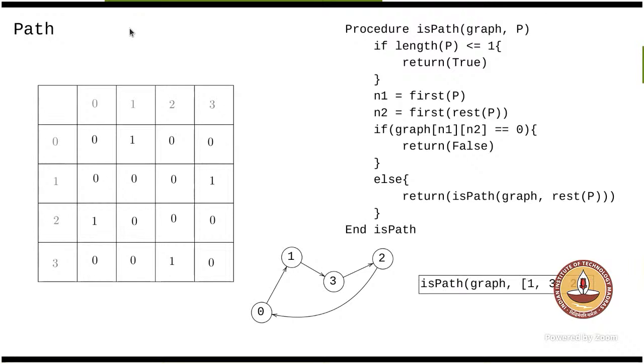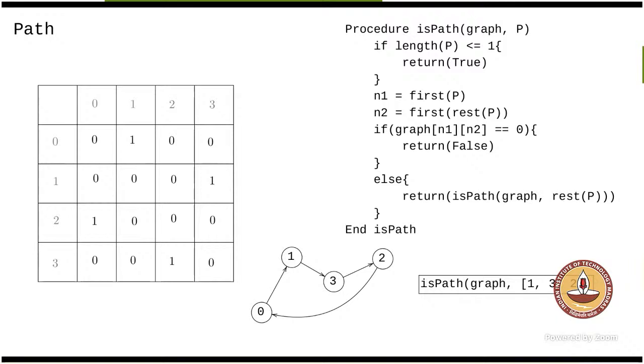Okay, so if you look at this is path of graph of 1, 3, 2, let's just execute it. How will this recursion unroll? First of all, we will check whether the length is equal to 1 or less than 1. It's not, so we will never go into the if block. Then N1 will be assigned the first of this list, that is 1. N2 will be assigned the first of the rest of this list, that is 3. We will check whether graph 1, 3 is equal to 0. If it is 0, then we will return false.